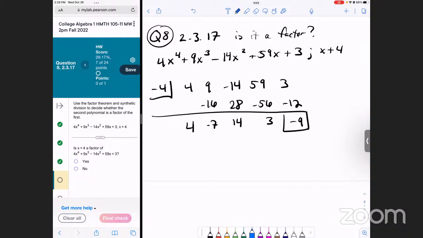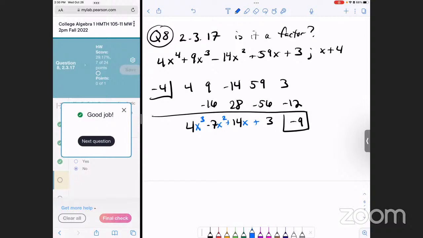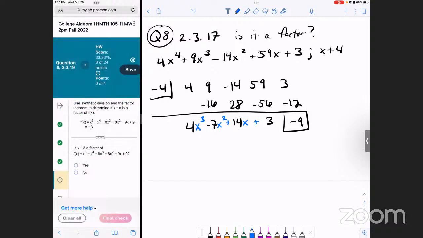Okay. And then we started with the degree 4, so now this is a degree 3. So then, is x plus 4 a factor of this dividend? We're going to say no. I guess that was it. Thought we had to do some more, but that's it.